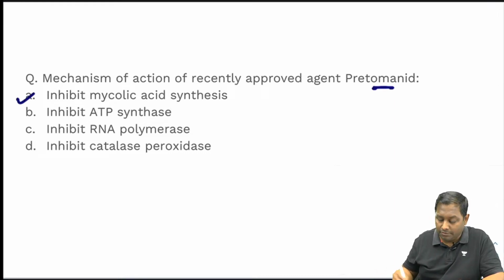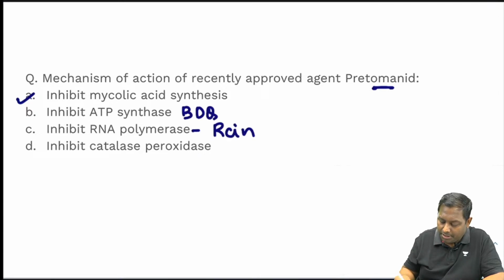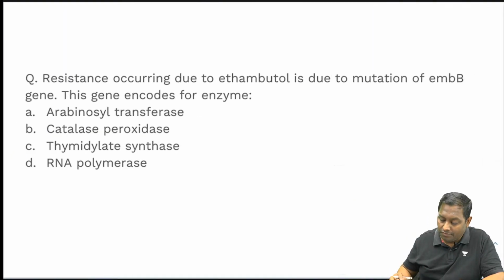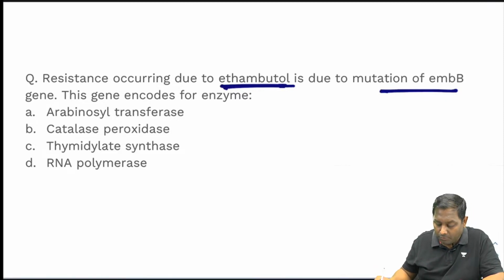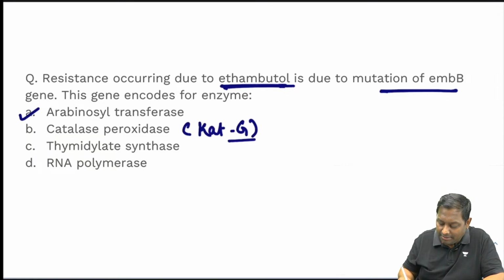Okay. ATP synthase will be bedaquiline. RNA polymerase inhibitor will be rifampicin. Catalase peroxidase is the enzyme that is required for the activation of isoniazid. Resistance occurring due to ethambutol is due to mutation of the EMB-B gene. This gene encodes for an enzyme known as arabinosyl transferase, because ethambutol is an arabinosyl transferase enzyme inhibitor, not a catalase peroxidase, because for catalase peroxidase we have the KAT-G gene, है ना.